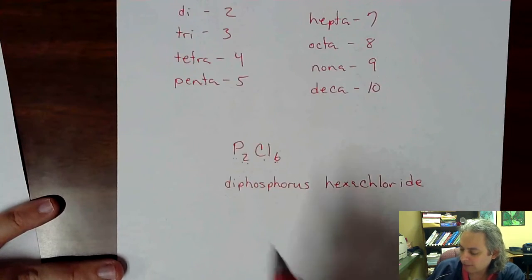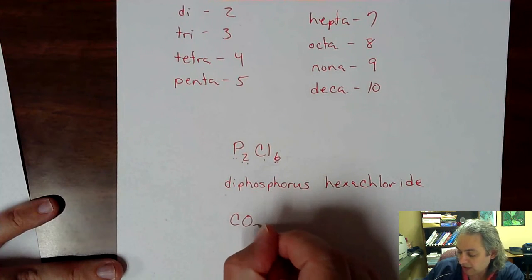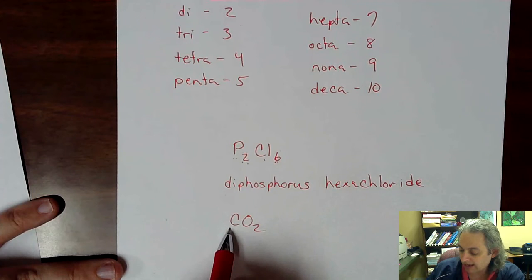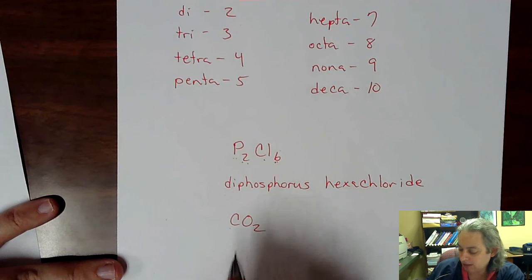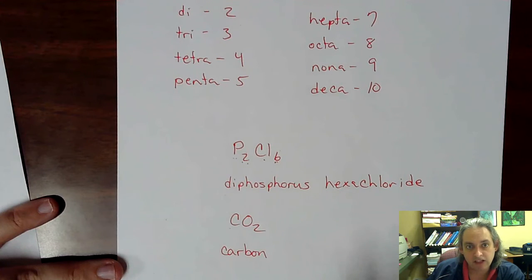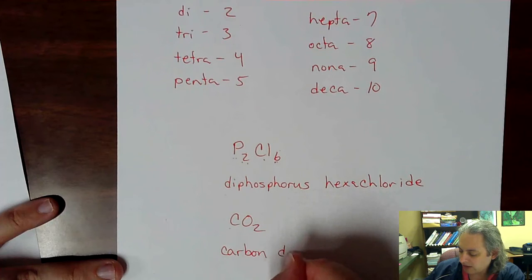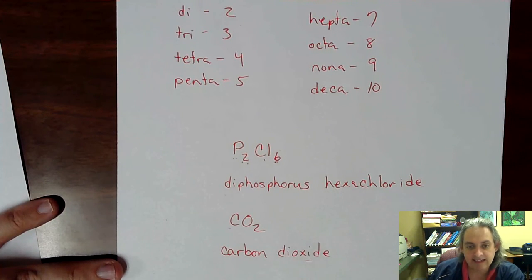Let's do one more example. One that you are more familiar with is CO2. So again, we list the name of the first element, which is carbon. There's only one carbon, but since it's the first element, we do not use mono. And then we have 2 oxygens, so it's di, and then oxide, ending in IDE.